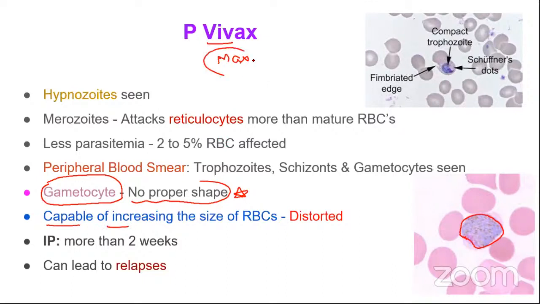This point is very important. So the Plasmodium vivax has the capability to increase the size of the RBCs. So the RBCs look very much distorted. This is a very, very important clinical feature.